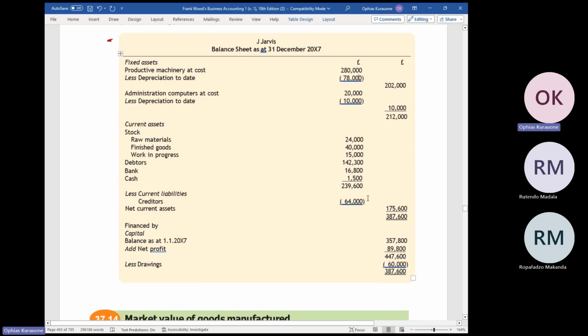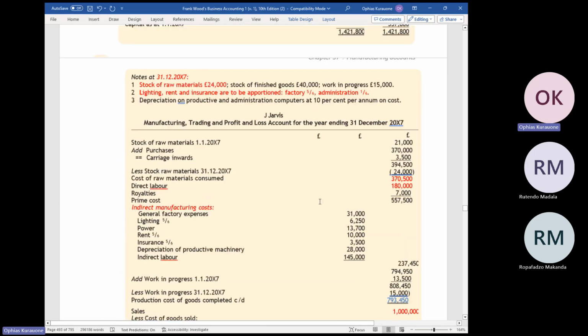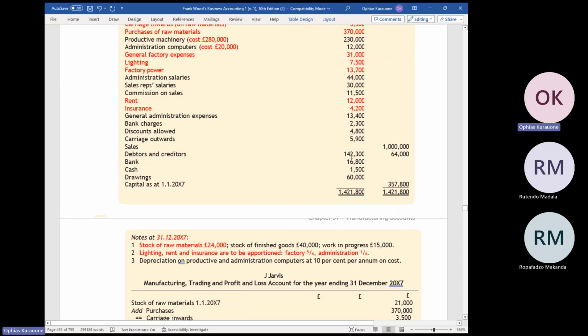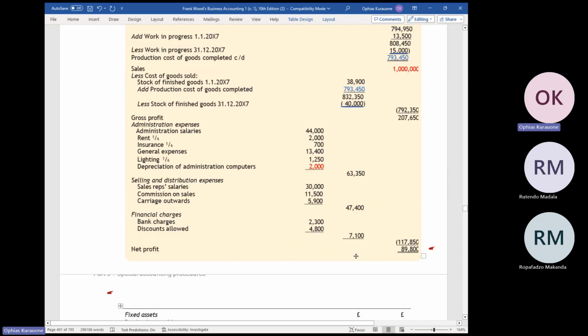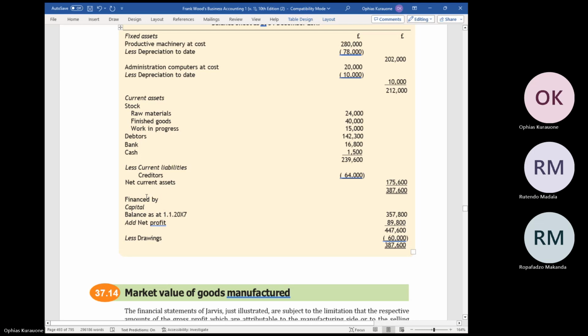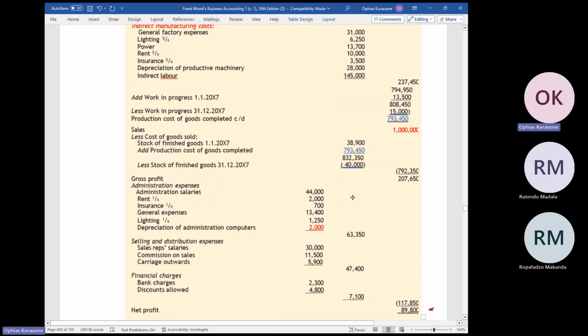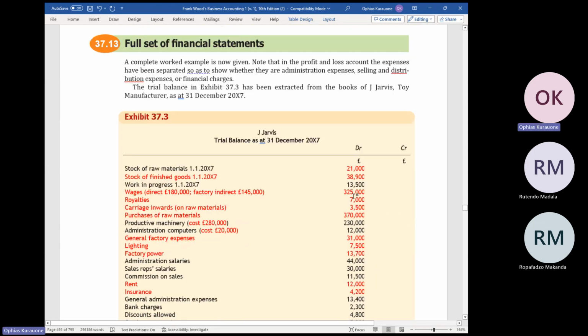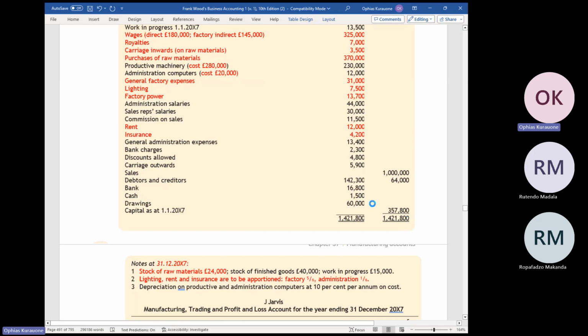Current liabilities, creditors, are given, 64,000. Here, it is clearly stated: debtors 142,300 and creditors 64,000. Then, financed by capital, which is given on the trial balance. The capital is given on the trial balance, here on the credit side. But the capital can be reduced by the drawings. Drawings reduce our capital.